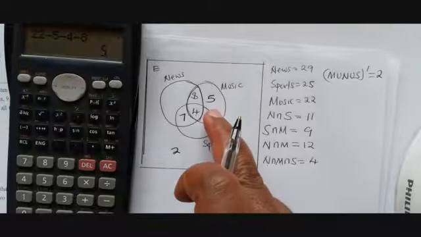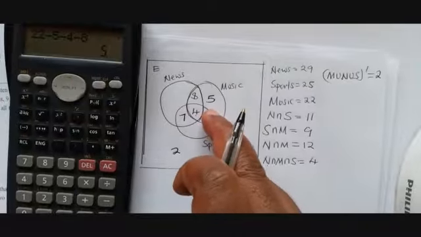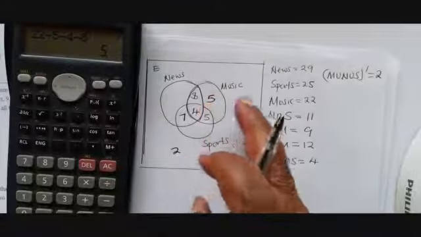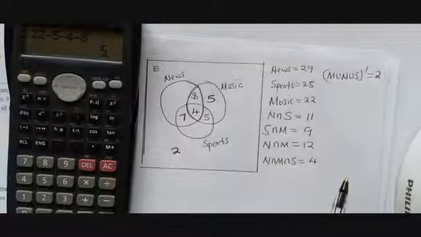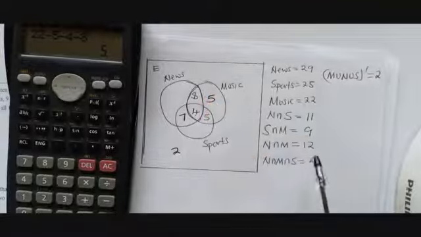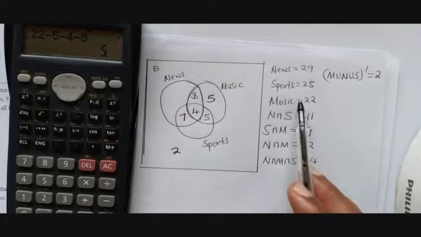The number should always be 0 or a positive number. If it is negative, then there's a problem. If it is 0, it means you did not put anything, it means there's nothing here. Then we go to sports here.